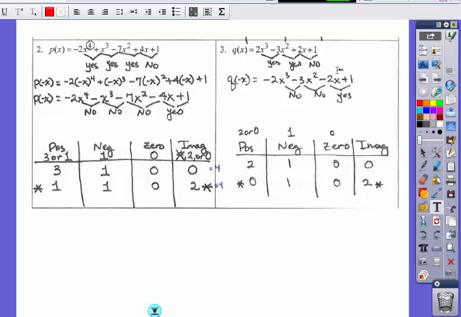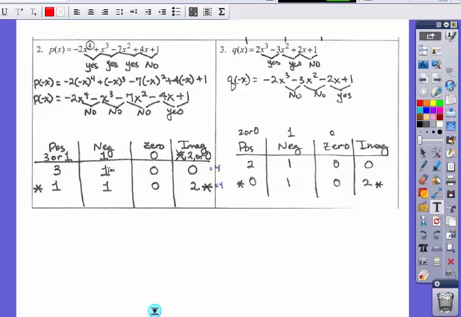For problem 3 here, you can see that we have 2 sign changes, so I could have 2 or 0 positive. I have 1 sign change for my q of negative x, so I have to have 1 negative. I have 0 zeros because I don't have an x that could be factored out because I have a constant term. So when I play around with this, in order to get my total of 3 here, I could have 2 positive, 1 negative, and then 0 and 0. Or I could have 0 positive, 1 negative, and 2 imaginary, replacing the 2 that we took away there.